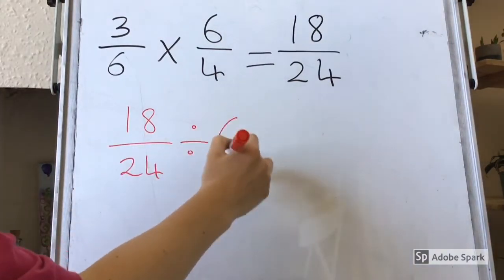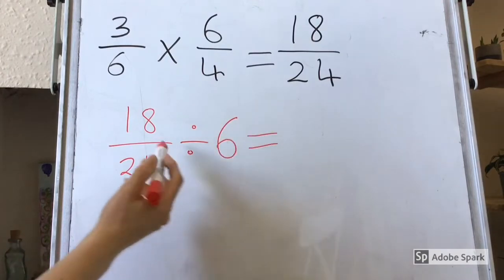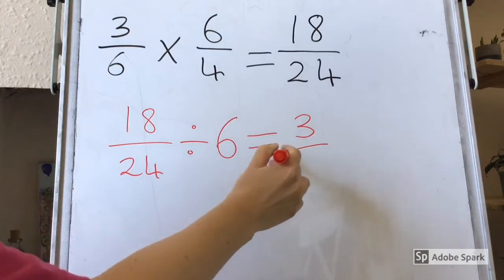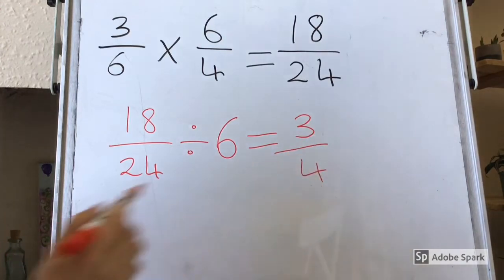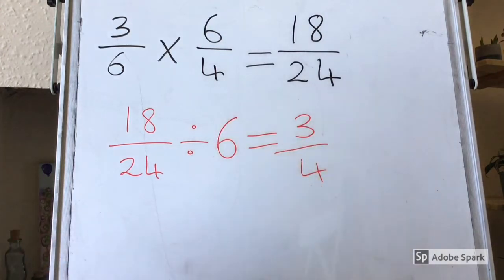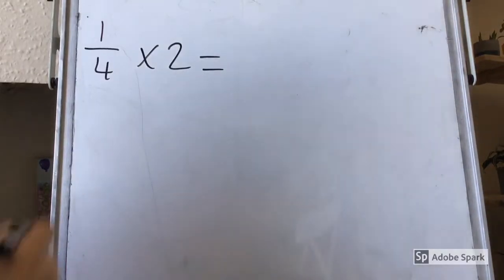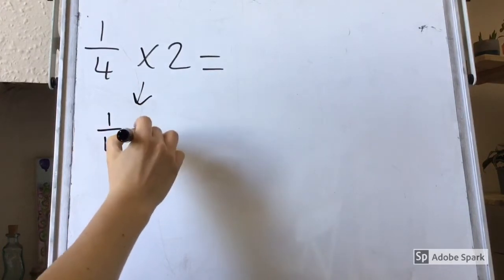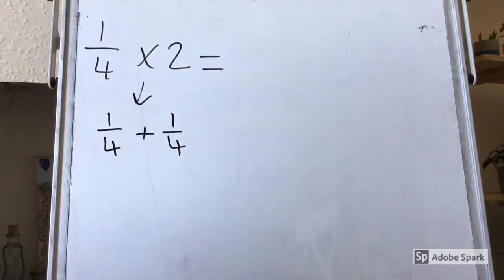The quickest way to simplify is to look for the highest common factor that goes into both the numerator and the denominator, and 6 is the highest number that will go into 18 and 24, so if we divide them both by 6, we get 3/4 straight away. So as well as learning how to do a fraction times a fraction, we can learn how to do a fraction times a whole number, which is also known as an integer.